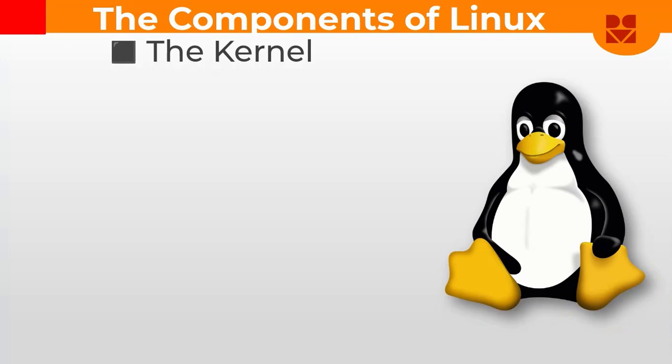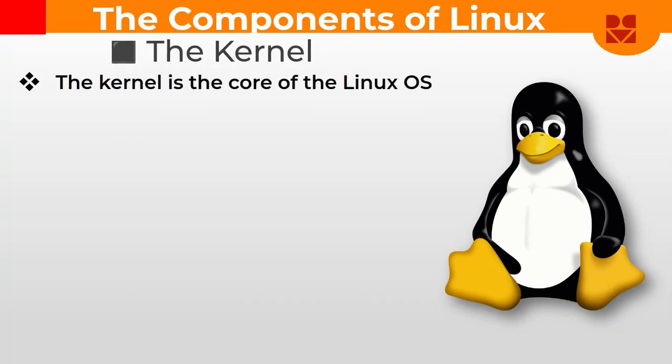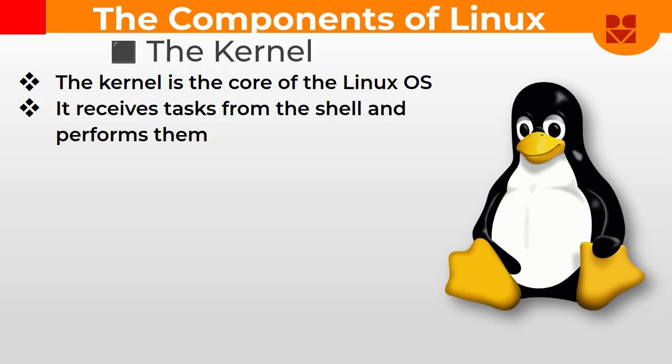And the first one was the kernel, right? And then we said that the kernel is the core of the Linux operating system. It sits between the hardware and the software. So it's a layer between the hardware and the software component of the system or of the machine. Now, this kernel receives tasks from the shell and performs them. So it receives commands from the shell and then executes these commands.